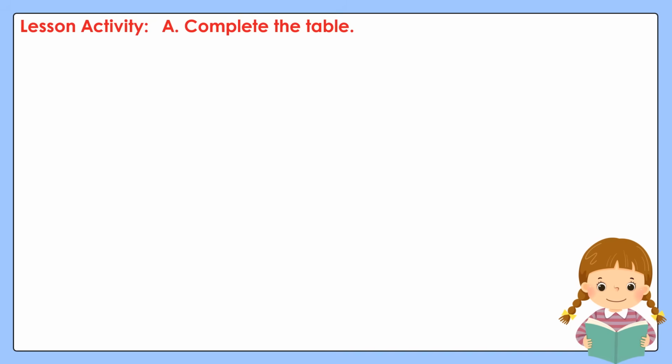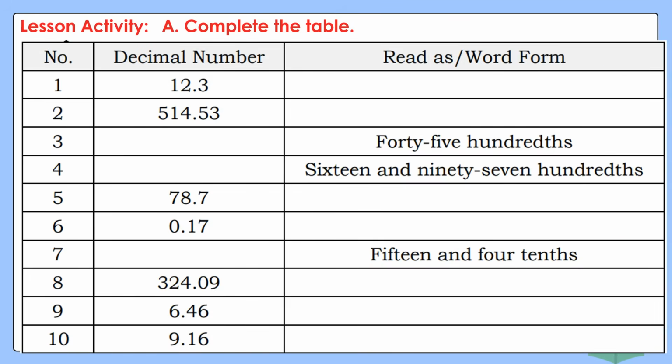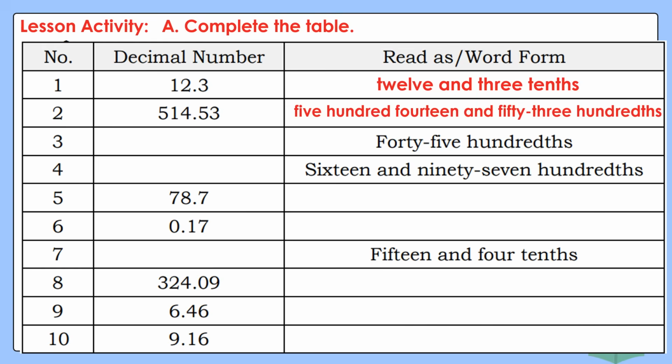Lesson activity A. Complete the table. First column, we have number. Second column, decimal number. Third column, read as or word form. Let's answer. Number 1, 12.3, 12 and 3 tenths. Number 2, 514.53, 514 and 53 hundredths. Number 3, 0.45, 45 hundredths.